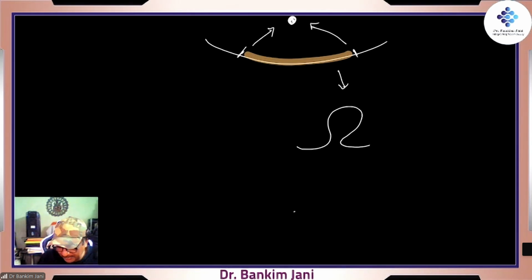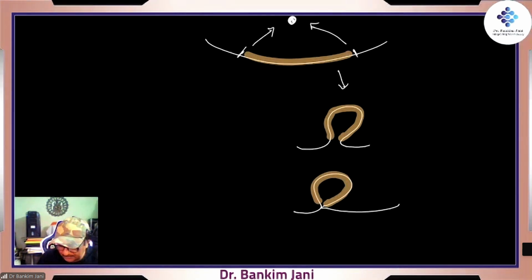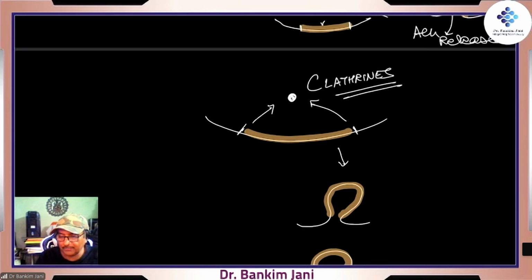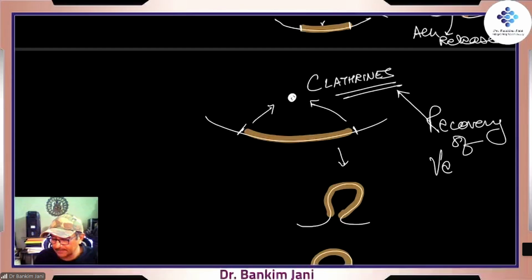And at one point, like this. This is the vesicle. And then finally, it will become like this. So we have now the empty vesicle with us, thanks to a protein called clathrin. The function of clathrins is the recovery of vesicles. So that is also not wasted.